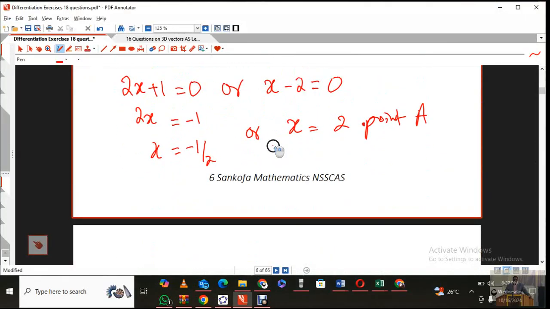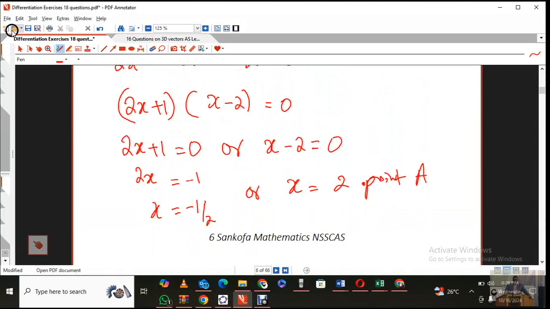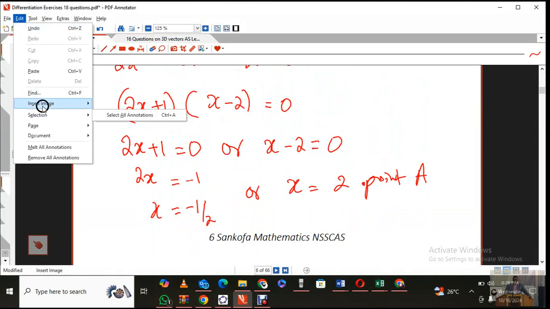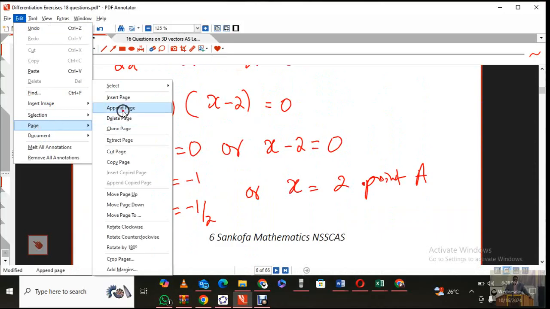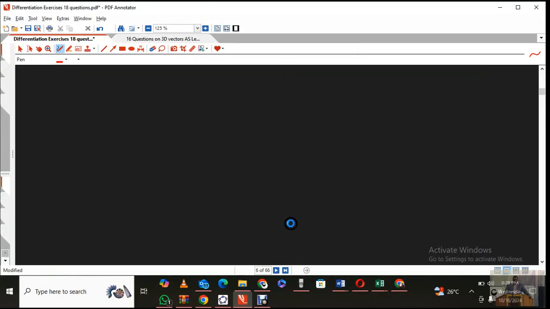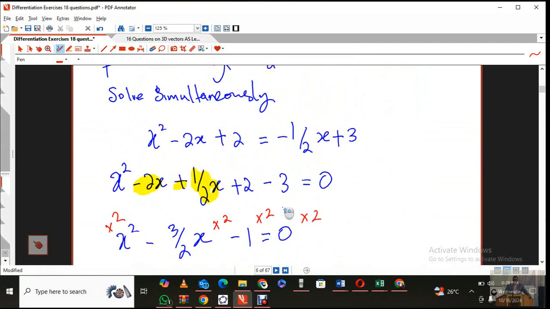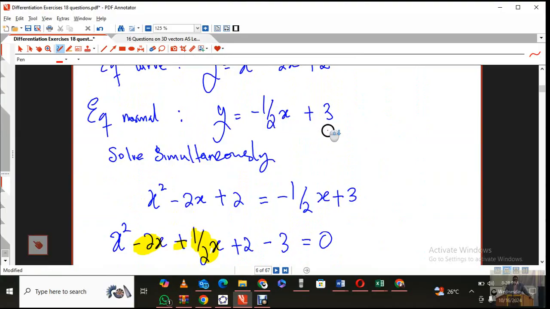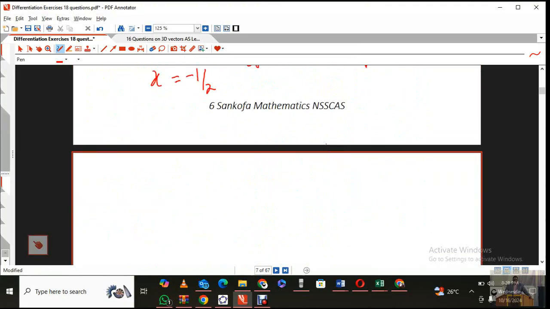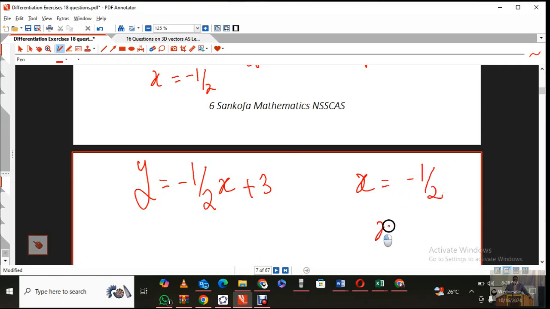To find y, let me just include a page. So this is what I know. I know my linear one is y equals negative half x plus 3. So let me write that one down. The linear one is y equals negative a half x plus 3, and I know that my answer x is negative a half. The other answer was x is equal to 2, which is the one that we do not look for, because this was point A.